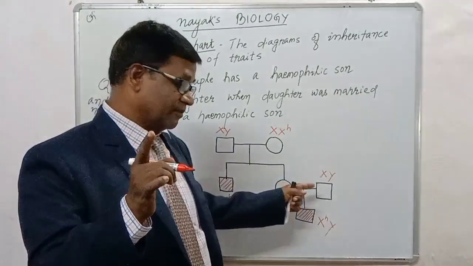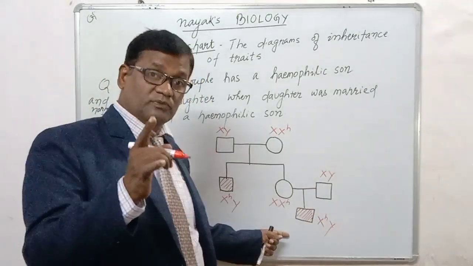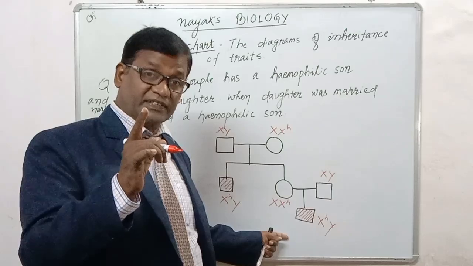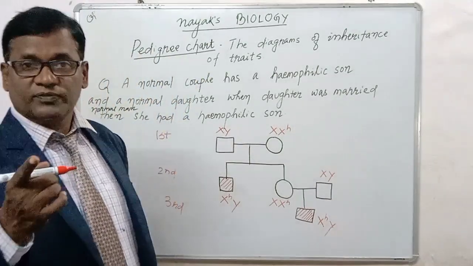But when she marries a normal man, the son is affected because his mother gives the hemophilia-infected X chromosome to the son. That's why the son becomes affected. All of you clear, everyone?